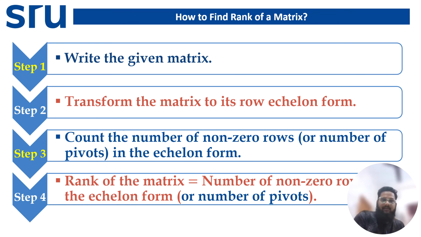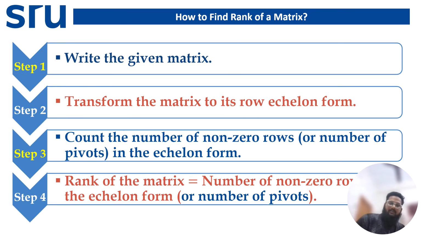So after that you see how many non-zero rows, that means rather you can say how many pivots you are getting in this row echelon form. Based on this, the number of non-zero rows, or rather the number of pivots, is nothing but the rank of a matrix, because those rows will be the maximum number of linearly independent rows from this matrix. So this is the procedure to find the rank of a matrix.